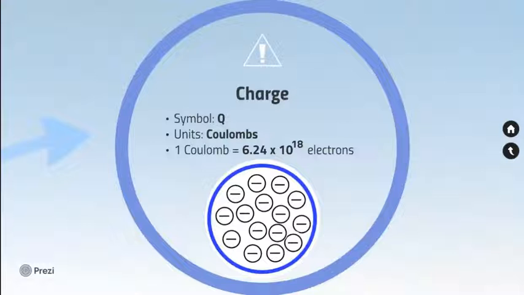The symbol is Q. The units are coulombs. 1 coulomb is 6.24 times 10 to the 18 electrons. That's a lot of electrons. So as an example, 10 to the third power is 1,000 electrons. 10 to the sixth power is 1,000,000 electrons. 10 to the ninth power is 1,000,000,000 electrons. 10 to the 12th power is 1,000,000,000,000. We're talking about 10 to the 18th power of electrons. That's a lot of electrons. So we need a lot of electrons to do anything.